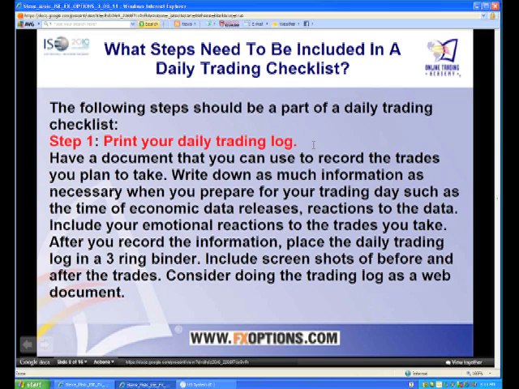Place it in a daily trading log in a 3-ring binder if you do it on paper. Poke holes in it. Include screenshots of the before and afters of your trades, or consider doing the whole process as an online trading log, as the one I'm going to demonstrate for you during the presentation. Obviously, you save a lot of trees if you're doing it online, and you can keep a running total of how your trades are working out for you online.